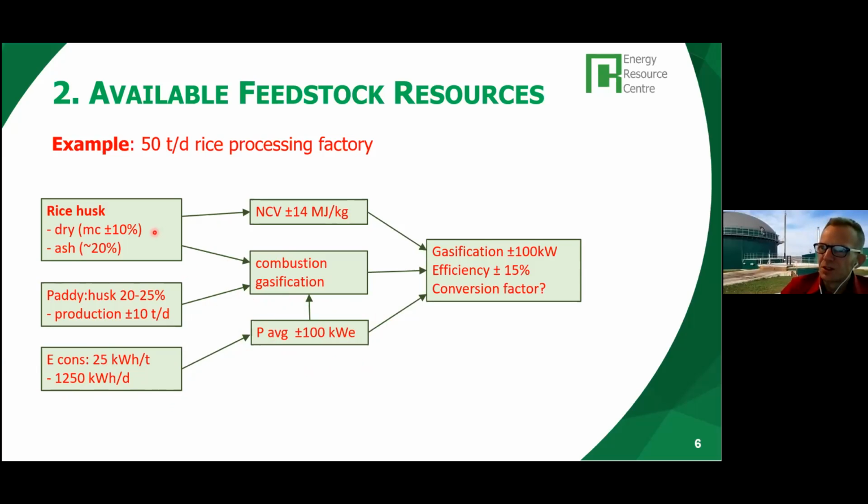On the basis of the feedstock and the typical electricity demand, you might be looking primarily at gasification. Combustion might be possible if you would be looking at the total use of the husk. And if you would look, for example, at gasification for just meeting the demand of the factory, you could have an efficiency of roughly 15%.